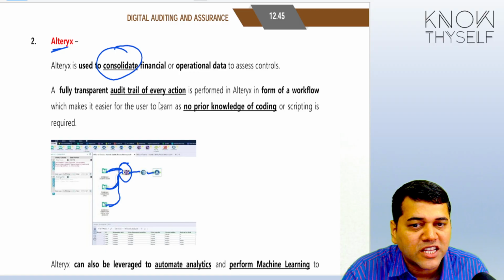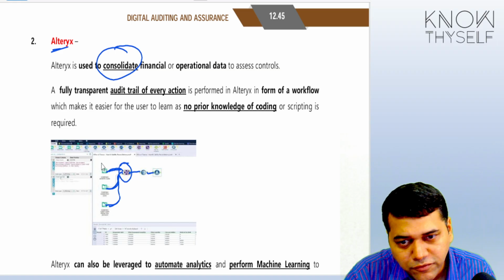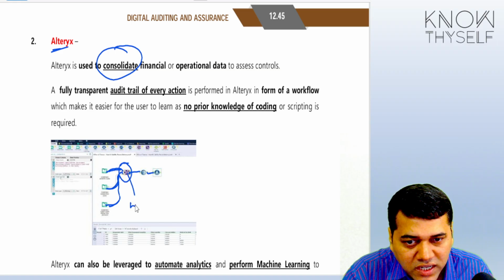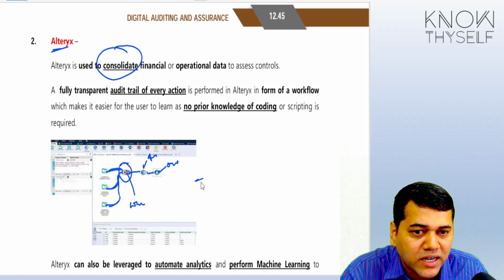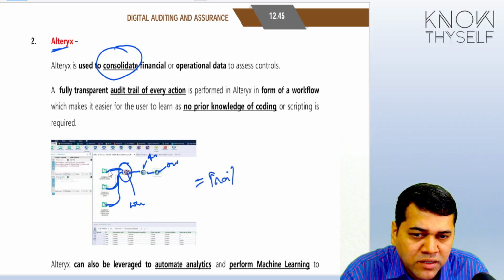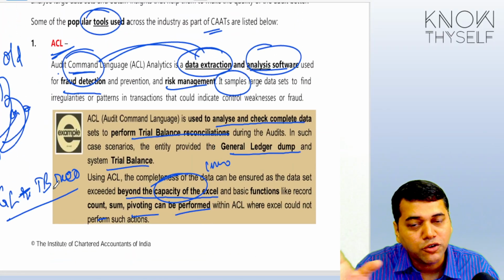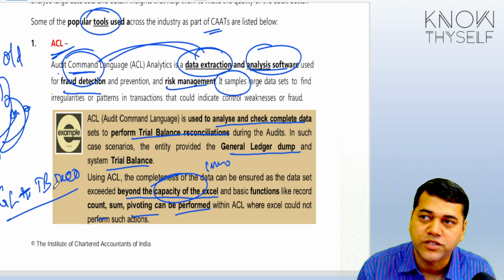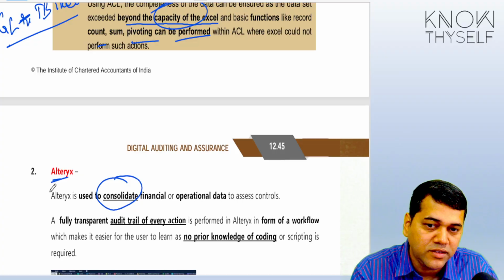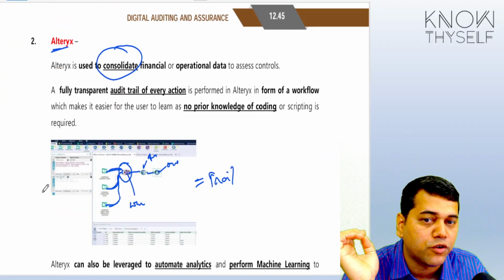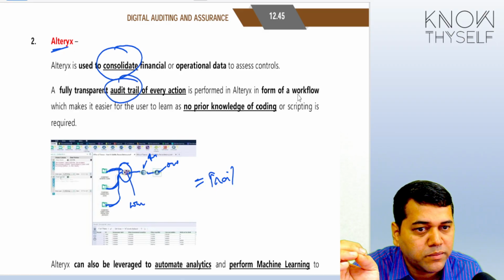It will give you a fully transparent trail of every action. Everything is recorded here: from which place the source data came, what action happened here, what output came. This is called a trail. Anyone can understand how the movement of the data happens. In a command tool, it is very difficult to figure out the trail: which command you gave first, which command you gave second, what you did later. So it becomes very difficult. But since it is in the form of a visual, it's very easy for you. So a fully transparent audit trail of every action is performed in the form of a workflow.